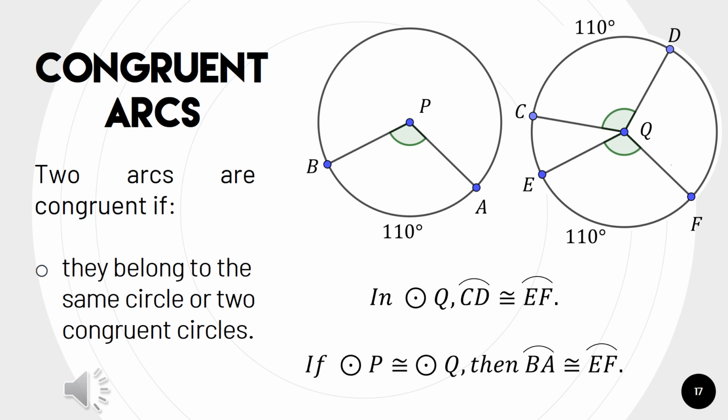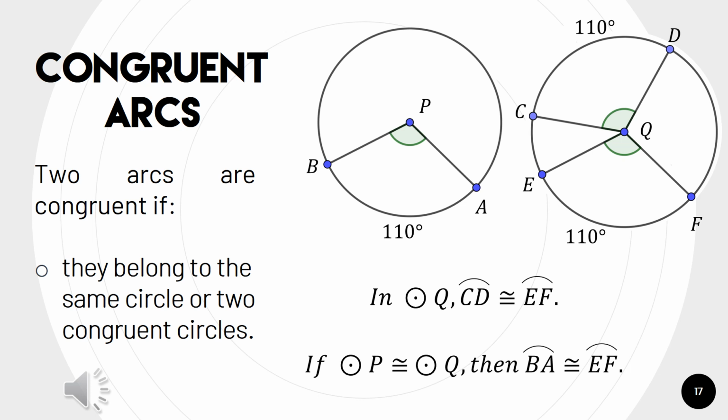Congruent arcs. There are 2 conditions for us to consider that the arcs are congruent. The first one, they belong to the same circle or 2 congruent circles. In reference to circle Q, we have arc CD and arc EF that are congruent, wherein they both measure 110 degrees. In reference again to circle Q and another circle P, we may say that arc BA is congruent to arc EF if and only if circle P is congruent to circle Q.